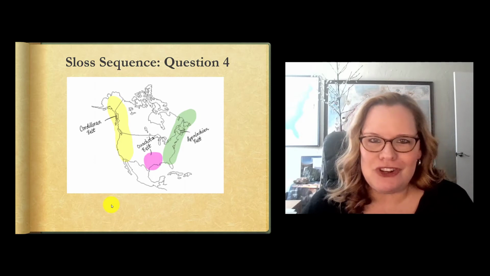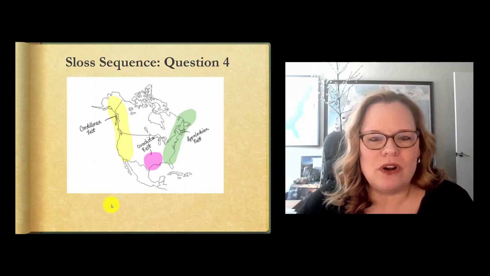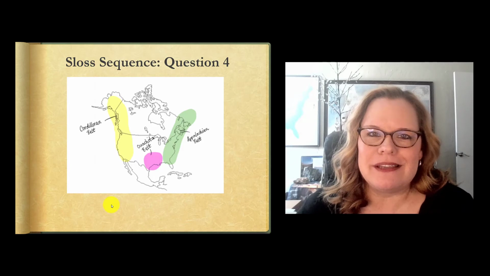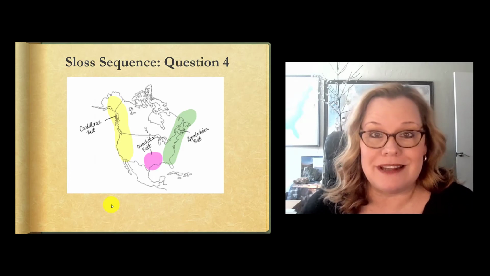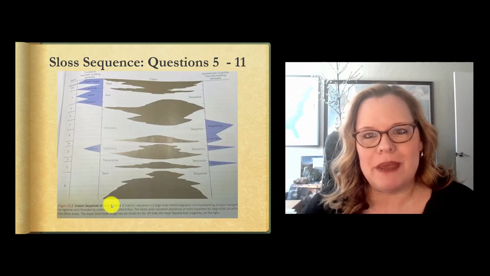Well, you should know that by now. You get to question 4, it's asking you basically the locations of the different mobile belts. So you can't use this diagram, obviously, but you can do something similar to make that happen.